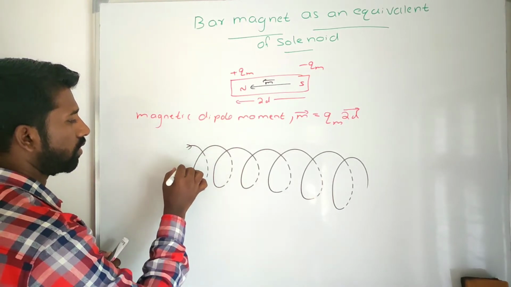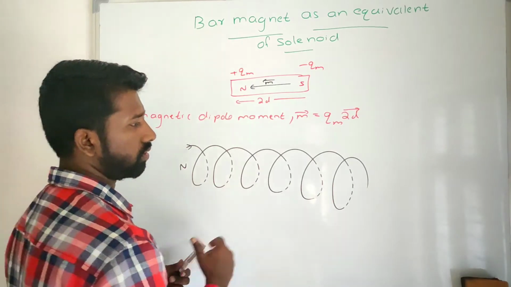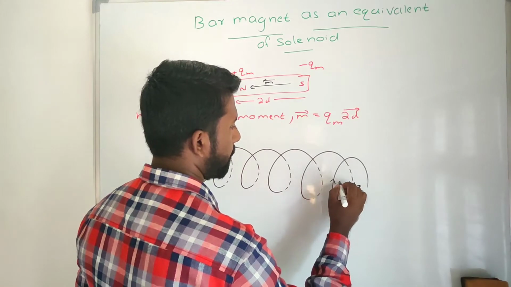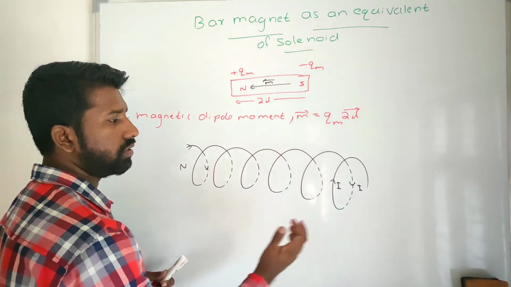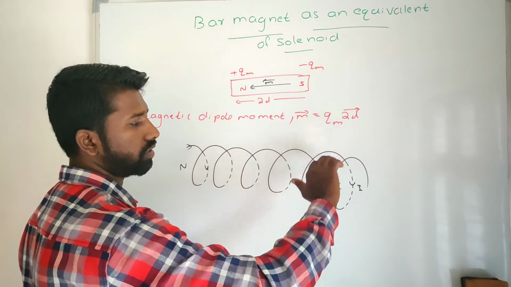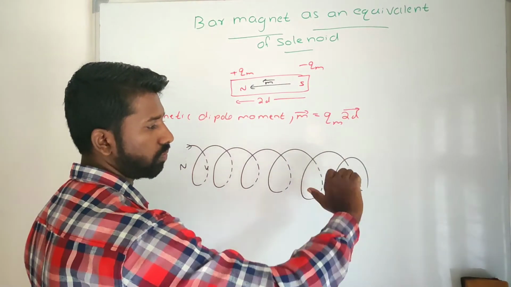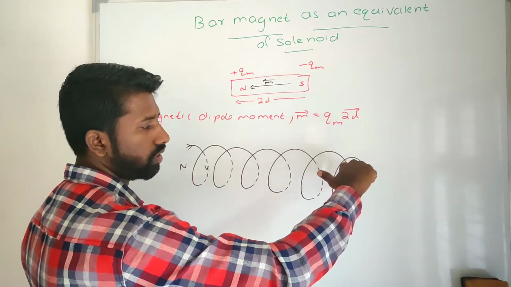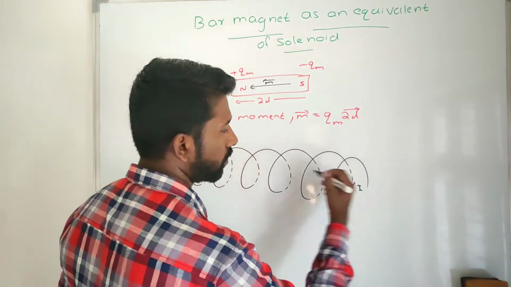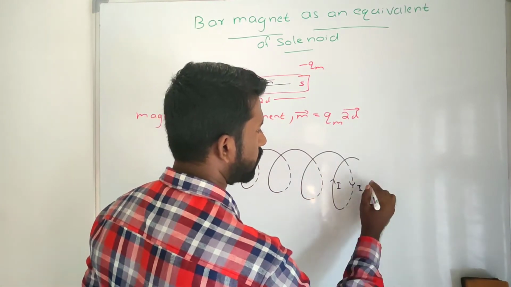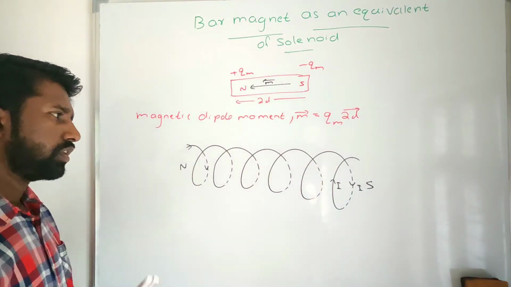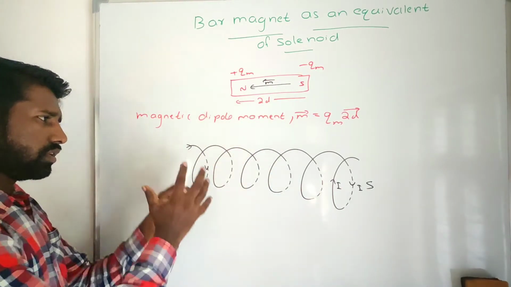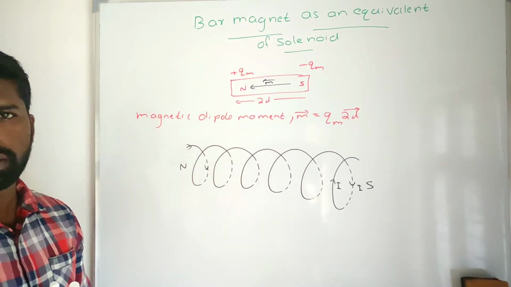And this side you can apply it and find it, this side acts like a south pole, because you curl the right hand in the direction of current, then the thumb gives the magnetic field. So here the magnetic field is into, that means this side acts like a south pole. Then this solenoid produces a magnetic field.